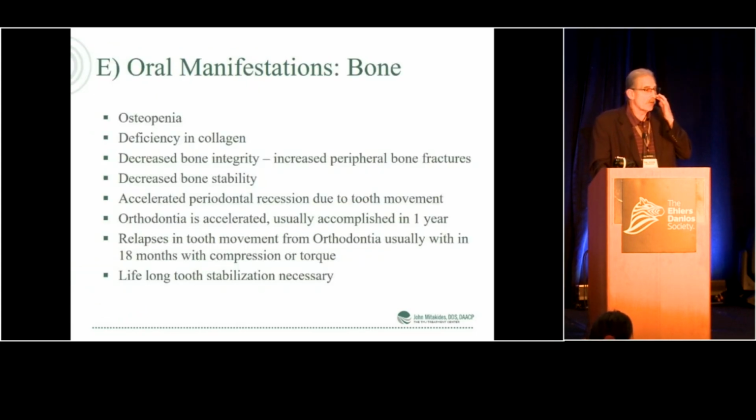Now, the one thing that we all know about EDS patients is they have problems with bone. You have osteopenia, deficiency in the collagen, decreased bone integrity, decreased bone stability, and acceleration of the periodontal recession due to tooth movement. And the one thing we notice is that when kids go in to have their orthodontia done, it will take half the time that it takes normally. But if they don't have fixed stabilizers after the orthodontic bands are removed, they'll actually relapse in 18 months. The bone is that unstable.